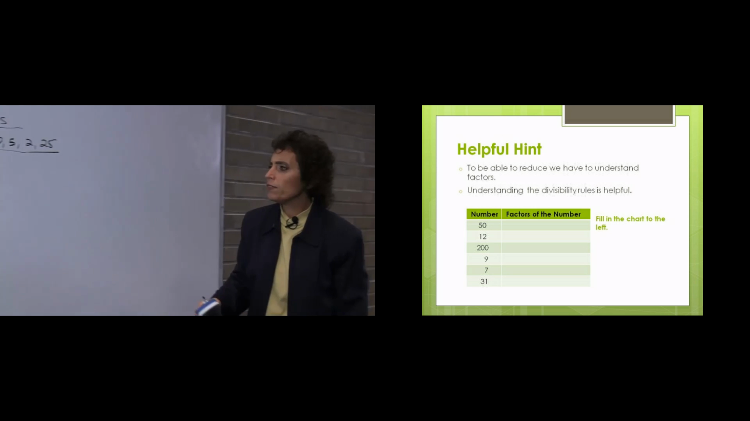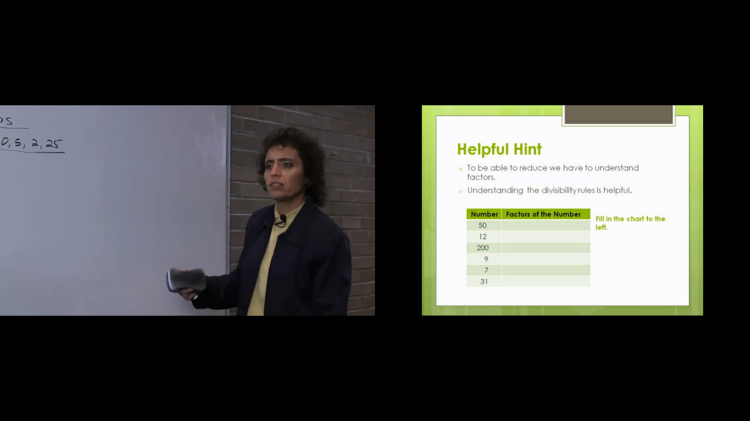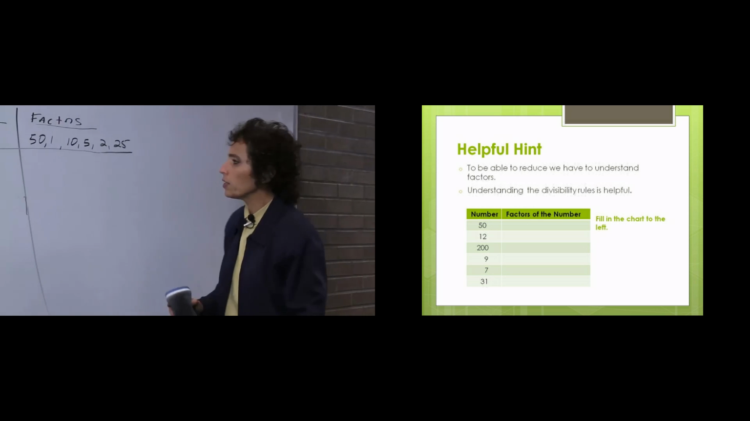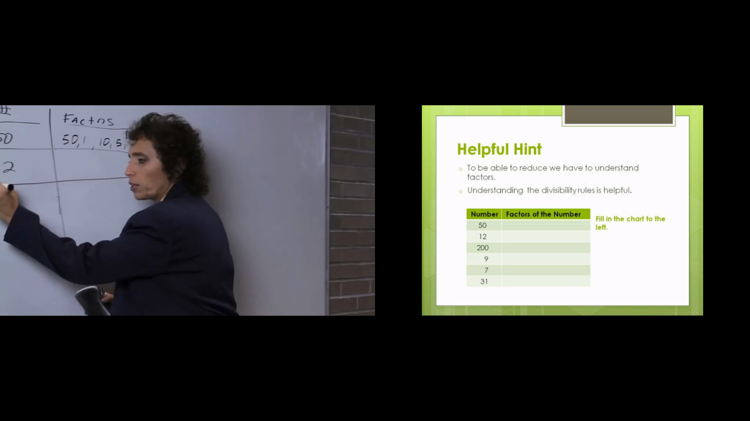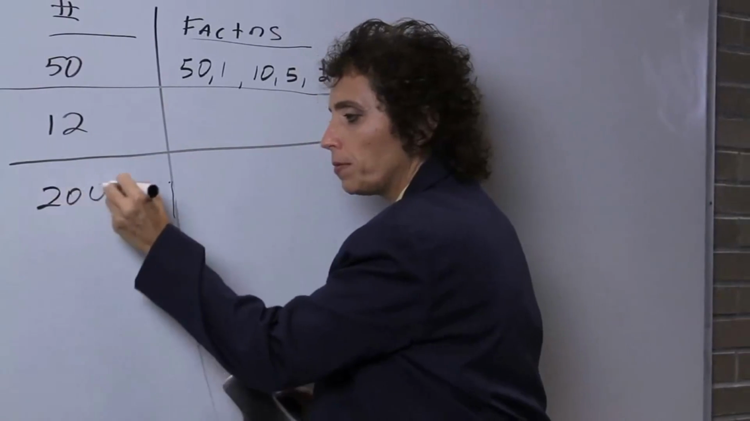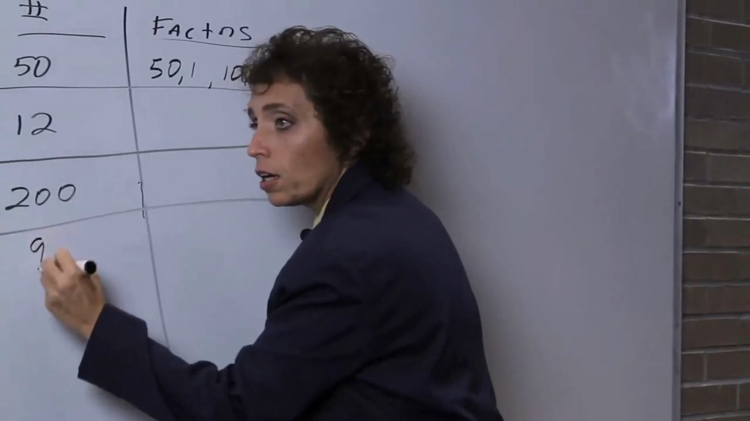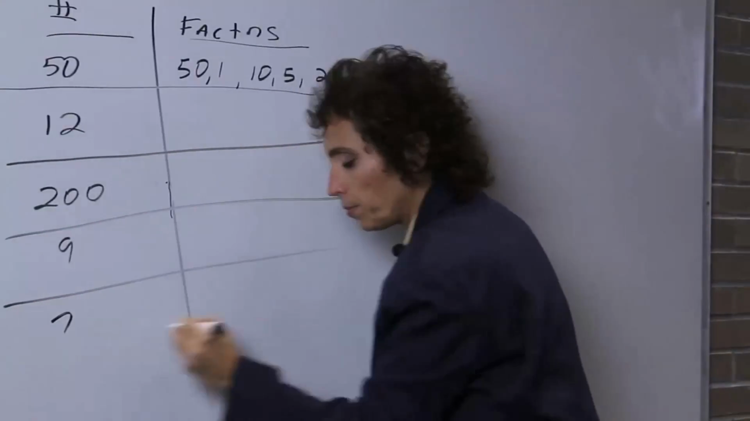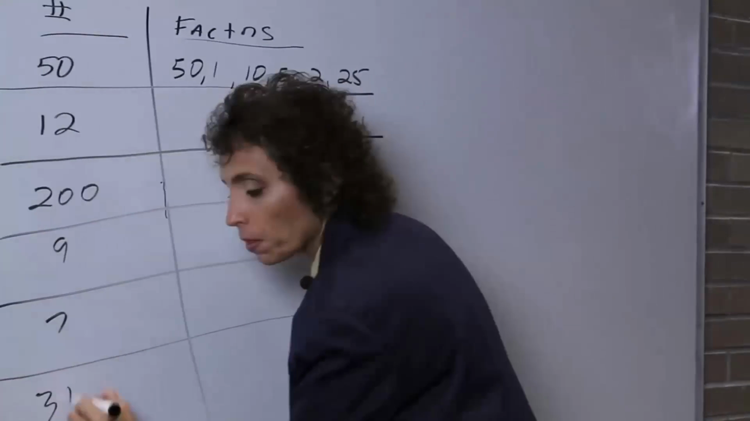Anything else? 3, 4, 5, 6, 7, 8, 10, 12. I think that does it for 50. So you're going to do that for the rest of them: 12, 200, 9, 7, 31.